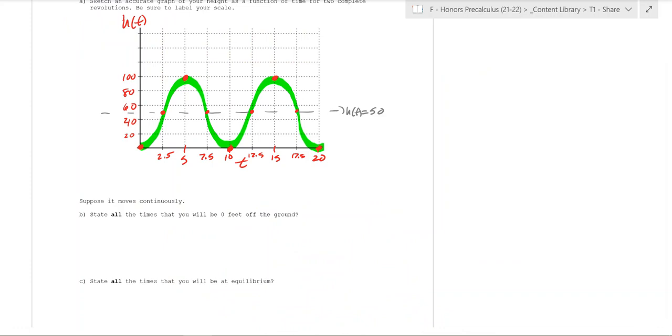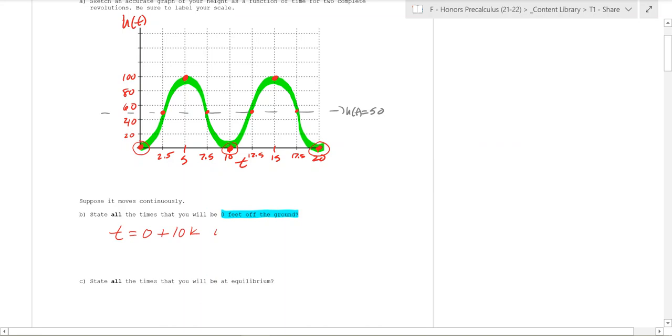Once you have this graph, it's pretty easy to answer the next questions. State all the times that you'll be 0 feet off the ground. You'll be 0 feet off the ground here, here, here, every 10 minutes. You can say it's at time equals 0 plus 10k, where k is any integer. If you plug in 5 or 6 or 1 or 2, you'll get some multiple of 10, which places you at the ground.